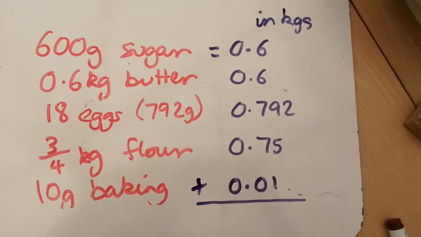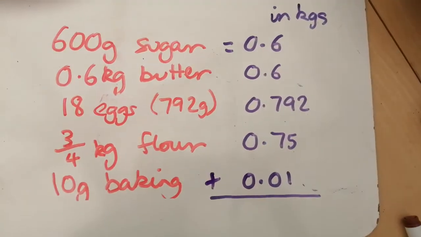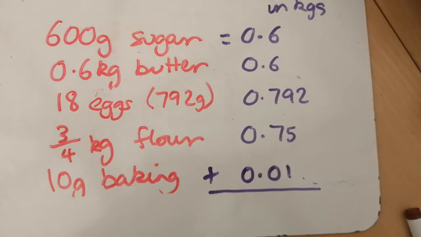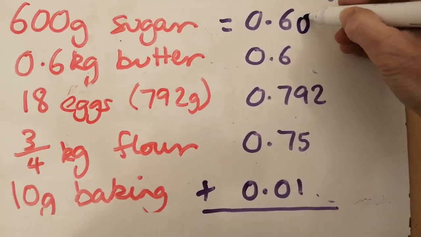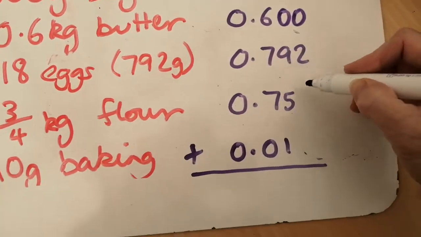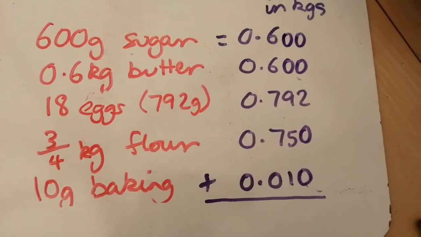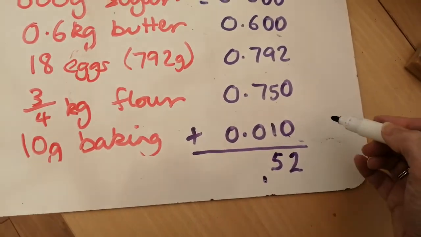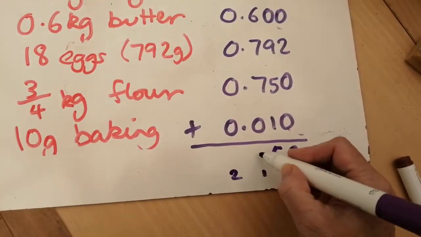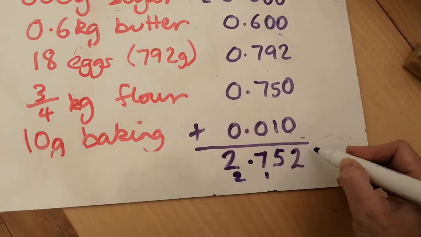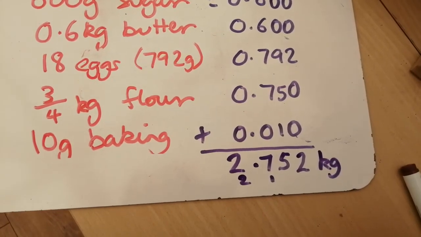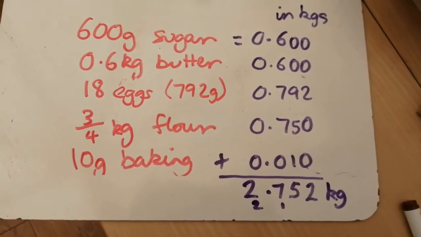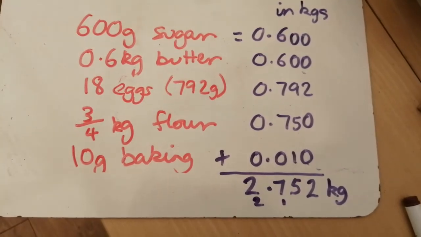Here's a demonstration of how to turn everything into kilograms and then add it up. You have to be very careful with your columns, so I'm going to add in some zeros as placeholders, just in case my adding goes wrong. So I've got an answer of 2.752 kilograms. I will now pause the video and I'll write down the version where everything is in grams in case that's the way you did it.